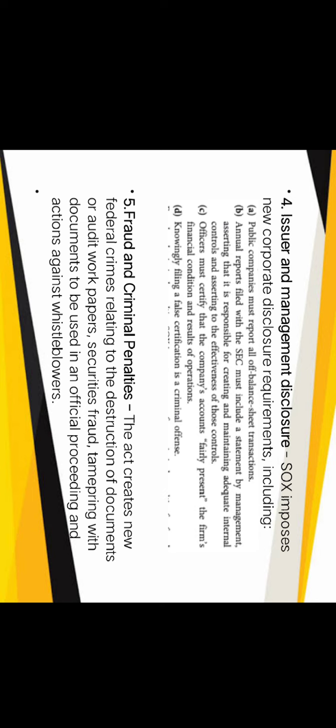Fifth is fraud and criminal penalties. The Act creates new federal crimes relating to the destruction of documents or audit work papers, securities fraud, tampering with documents to be used in an official proceeding, and actions against whistleblowers. Dito sa Sarbanes-Oxley Act, naglabas sila ng mga new criminal penalties para sa mga fraudulent handling of documents, interference with investigations, and violation of disclosure rules.